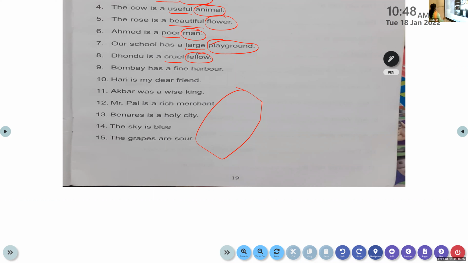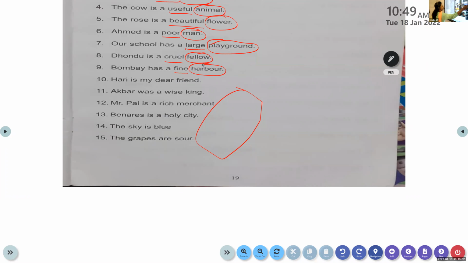So come on, tell me. Fine is what? Adjective. Very good. Then harbor. Harbor is the noun. Very good. So here, Bombay has a fine harbor. Fine tells us about the quality of the harbor and it describes the noun harbor. Very good. Aldrin is over.